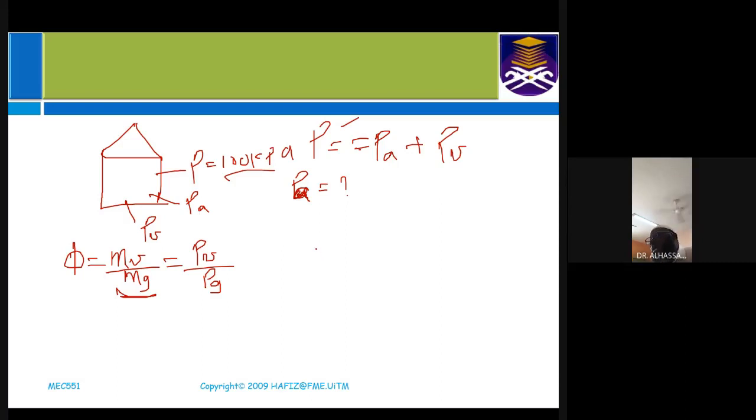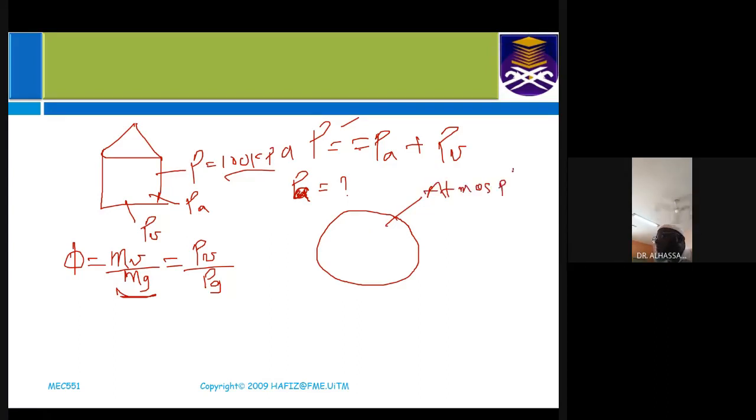Let me make it clear again. If I have a control mass system, or a container like this, and this container contains atmospheric air.